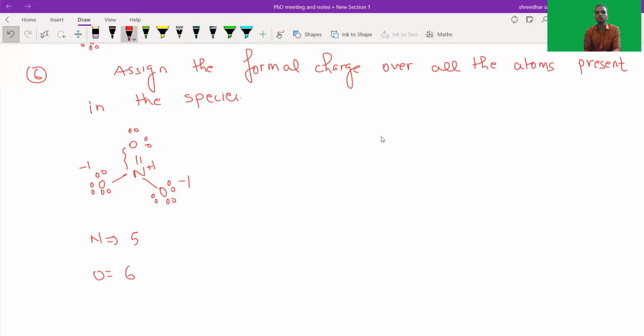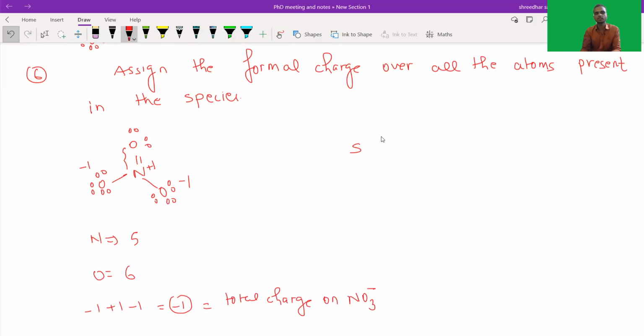Now to check whether you have assigned the formal charge correctly or not, we know that the sum of formal charges on all the atoms is equal to the total charge on the species. So -1 over oxygen, +1 over nitrogen, and -1 over this oxygen. So it becomes -1, which is equal to the total charge on NO3 minus, right?